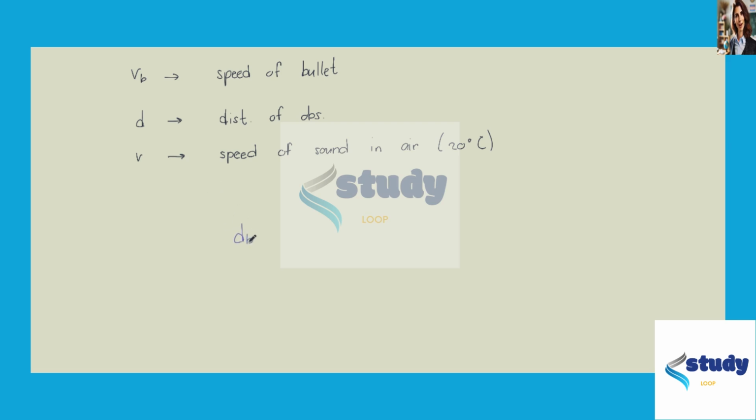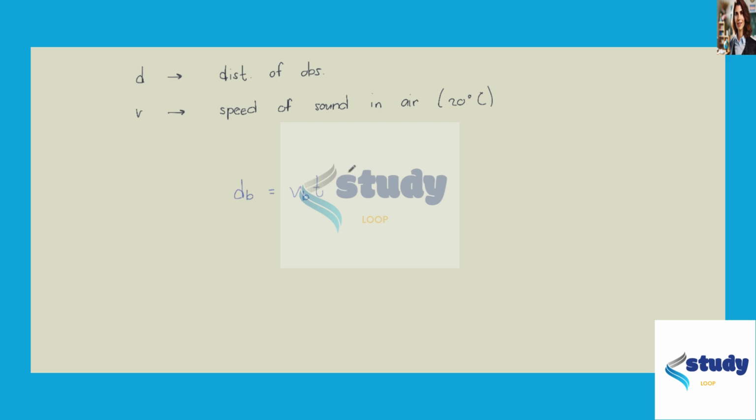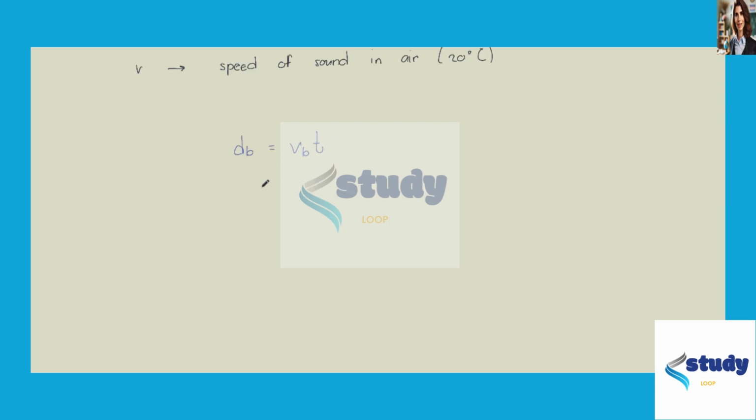So the distance traveled by the bullet before being observed by the observer, d_B, is equal to the speed of the bullet, v_B, times the time that the report is observed, t. Now we know the speed of the bullet, and we need to calculate the time t for the observer to hear the report. But we can apply this equation to the observer as well.